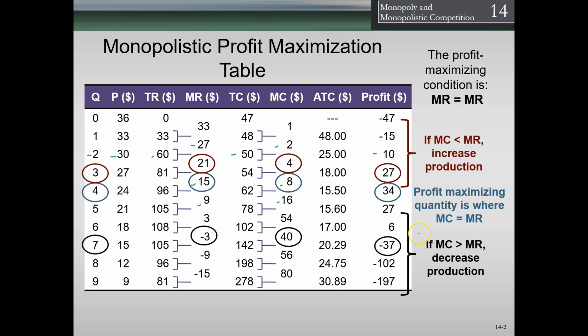And obviously at this point, if marginal cost is greater than marginal revenue, what are we going to do? We're going to decrease production. As long as we're in this range, where marginal cost is less than marginal revenue, what are we going to do? Increase production. When we get to that point, just like within perfect competition, where marginal cost equals marginal revenue, that's when we stop. That's where we will produce.